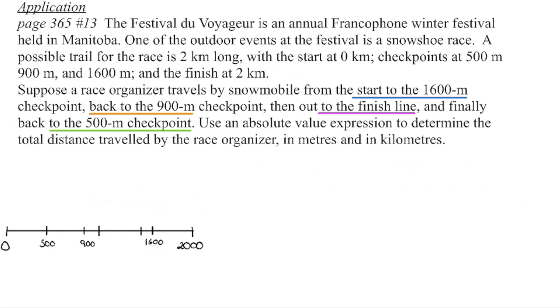Our particular race organizer is going to go from the start to the 1,600 meter line. So let's go ahead and draw that in here so we can see that. And then after that, they're going to go from the 1,600 meters back to the 900 meters. So we're going to put that in there. Then we're going from the 900 meters to the finish line. So we're going to the end there. And then we're going back to the 500 meter point.